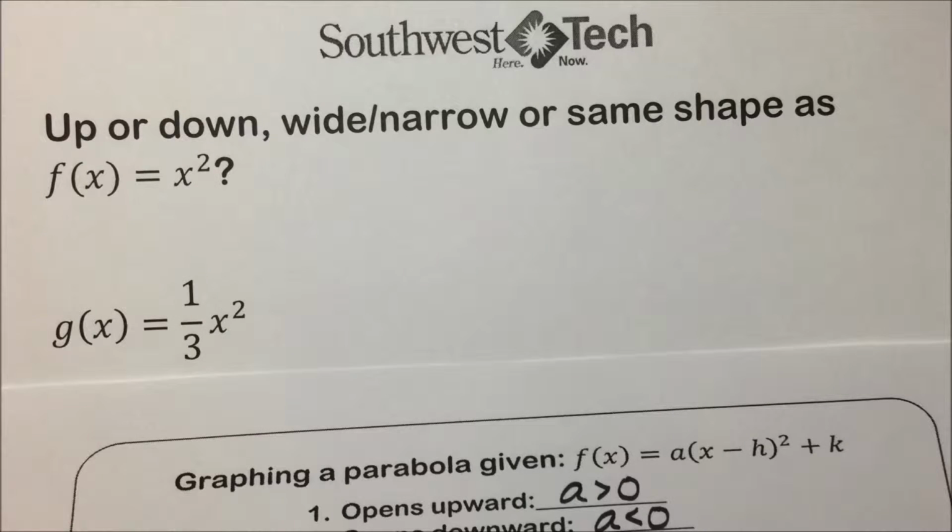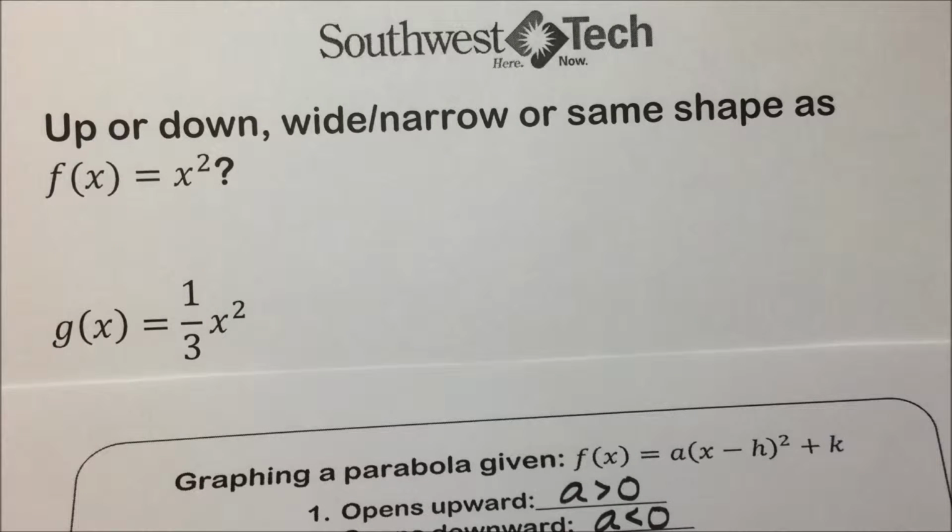Section 8.6. In the following problems, they're asking us to compare these given quadratic functions and answer the following questions: up or down, wide or narrow, or the same shape as the generic quadratic function, the very basic formula f of x is equal to x squared.